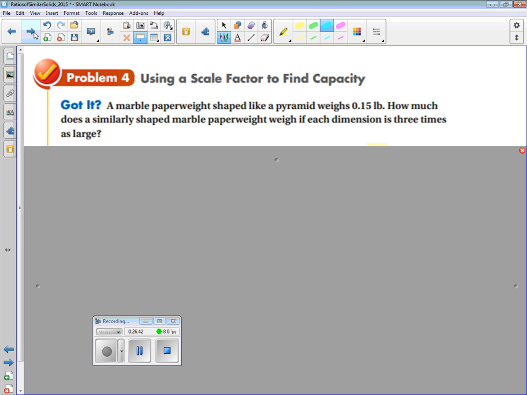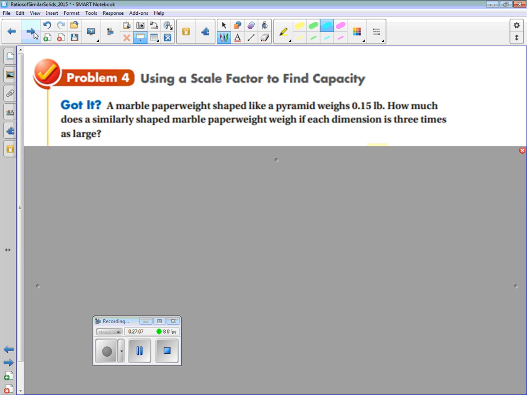Say it louder. Yep. 3 times as big. So I have a marble paperweight. I guess marble meaning it's made of marble, like granite, marble. Okay. So I have a small pyramid paperweight, and then I have a similar one that's bigger. And I'm trying to figure out how much the bigger one is going to weigh.